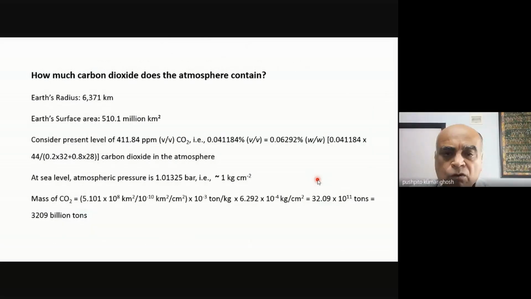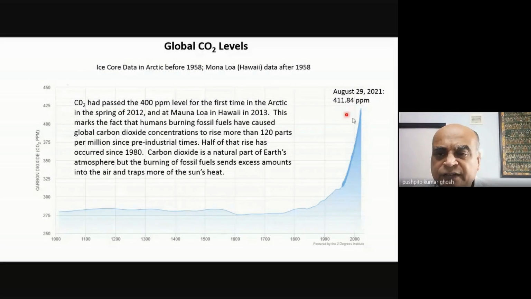Okay. Now, let me ask you, suppose you had this data: 411.84 ppm of carbon dioxide. Can anyone work out, or all of you can work out, how much does it mean in terms of the absolute amount of carbon dioxide that we have in our atmosphere? Can anyone say how you will calculate this number? And there are no assumptions. You just need some basic data which is all well known, and from that you can calculate it.